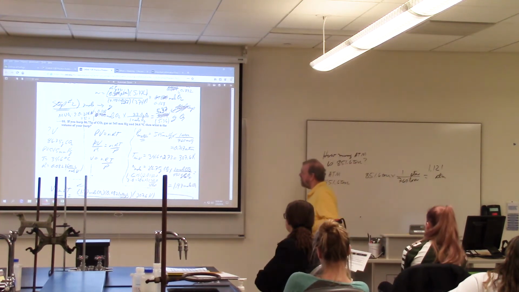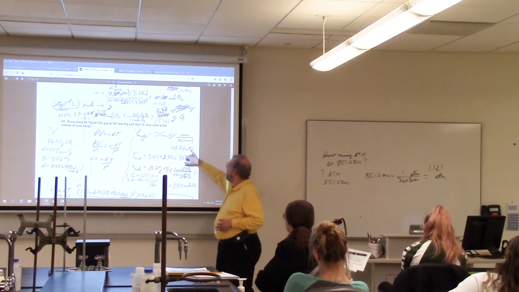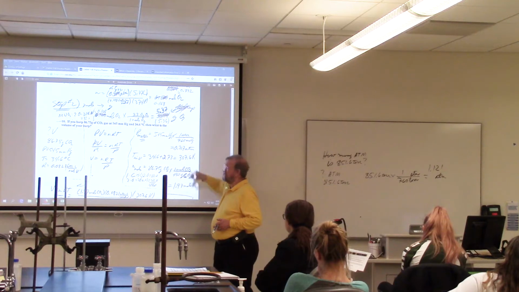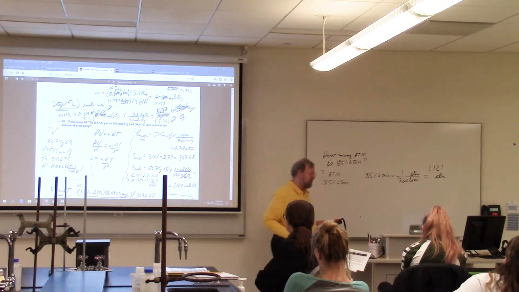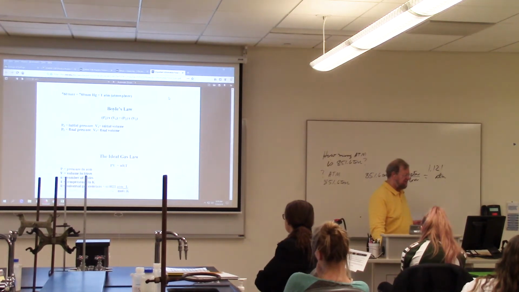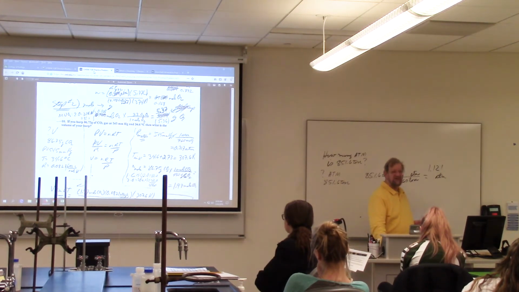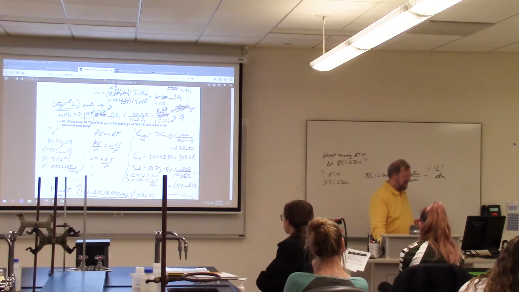First of all, pressure has to be in atmospheres. We have millimeters of mercury, we want to go to atmospheres. Atmospheres goes up here, millimeters of mercury go there. Where do you get that number? 1 atmosphere equals 760 millimeters of mercury. And if you go right here, it's given to you. See how nice I am? Everybody can say yes, not really, no.